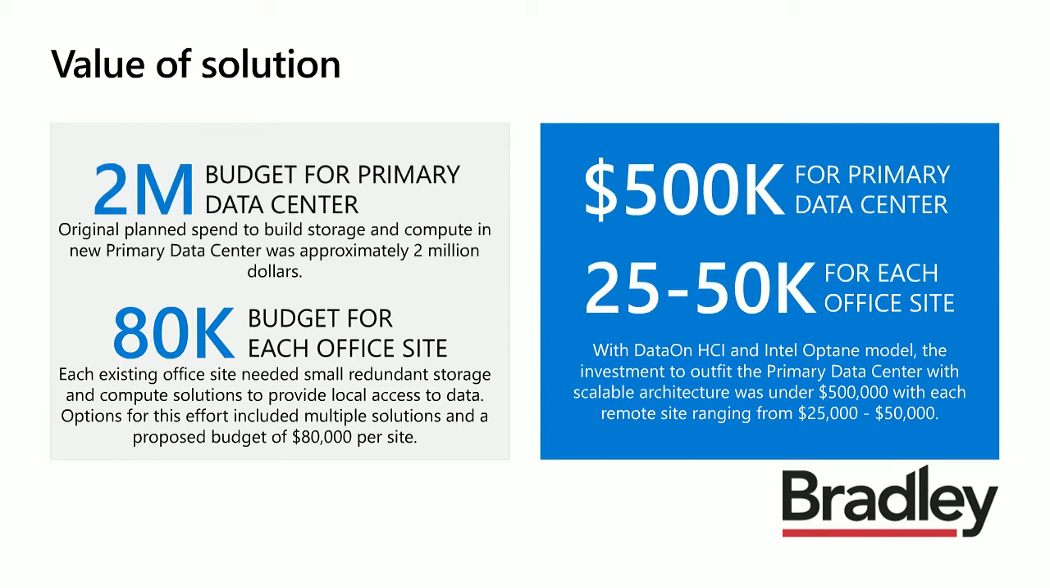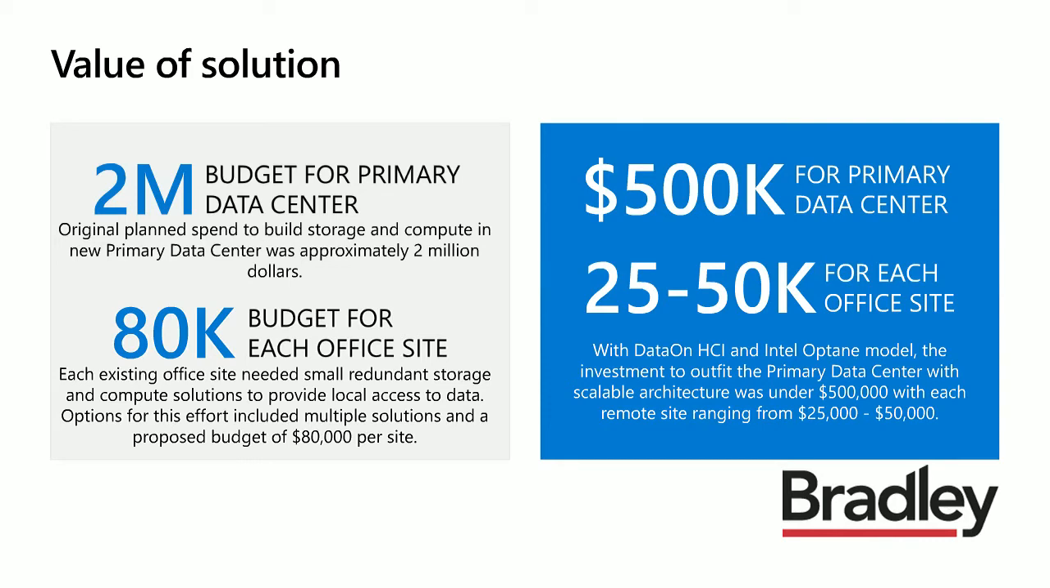In addition to that, they also had a budget for each office's site. They have 7 to 10 offices. Each office is running local applications, which ultimately will be synced up with the primary data center. And there, they're running small databases. They will have VMs running, virtual machines for their applications and domain controller, everything else. And their budget for that particular branch office site was $80,000.